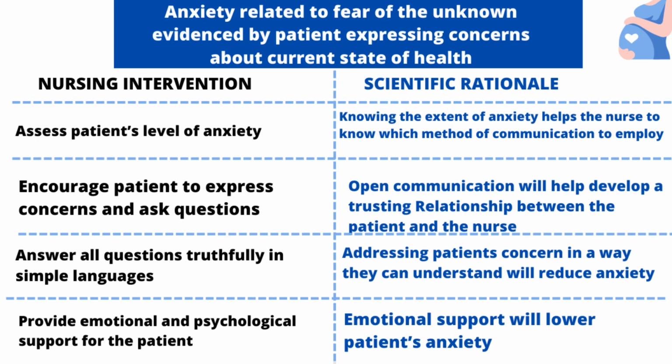The first thing is to assess the patient's level of anxiety, and the reason for doing this, the scientific rationale, is that once you know the extent of the anxiety the patient has, the nurse will be able to know which method of communication to employ. Do you want to talk to the patient privately? Do you want to include their family in the conversation? Then you know which method of communication is going to be best.